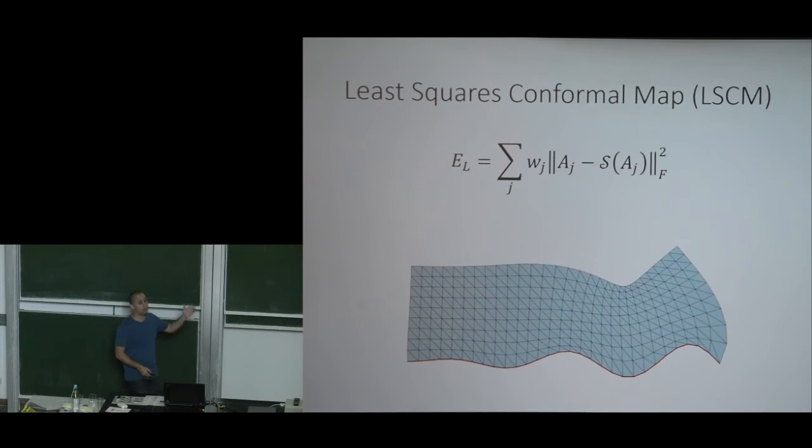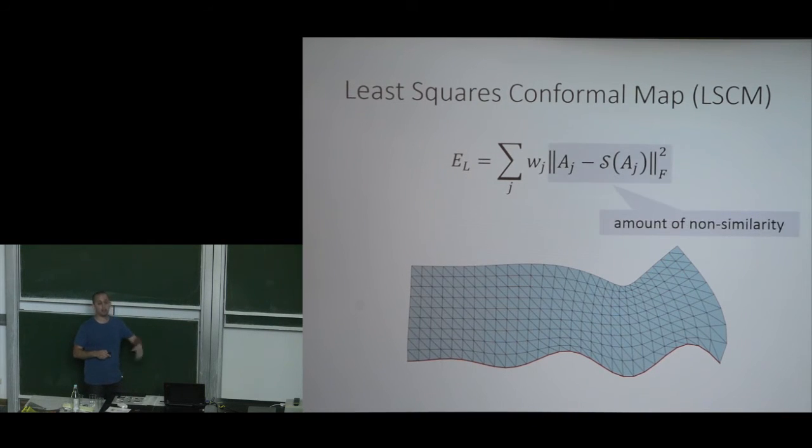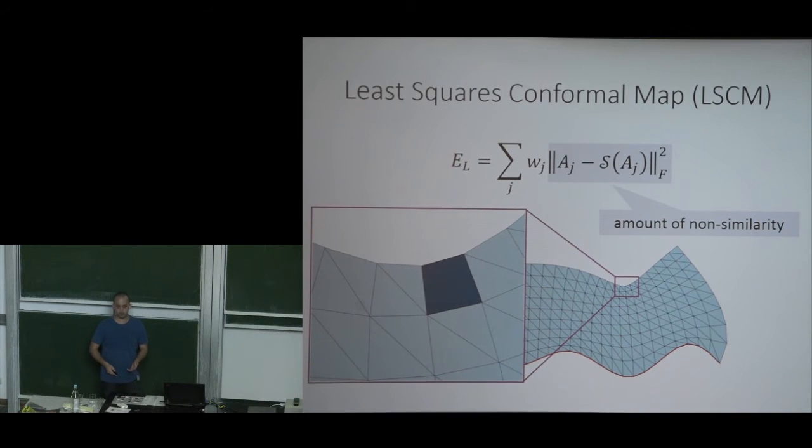computations. So here we define a different energy, which is called the least squares conformal map, which is quite simple. Again, we take a weighted sum. As before, we weigh usually using the areas, and volumes, and so on, for the energy to be geometric. And here in the norm, we look at the difference between the Jacobian, or differential, and its closest similarity, right? So this entire term basically measures, in some sense, the amount of non-similarity in the matrix, right? So we're trying to find a map which is as similar as possible.